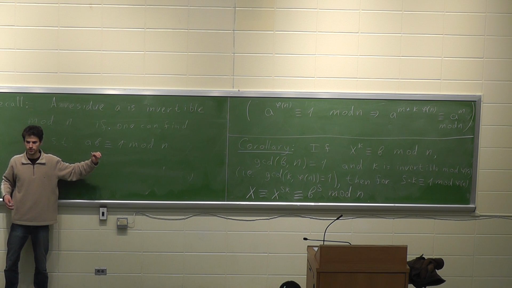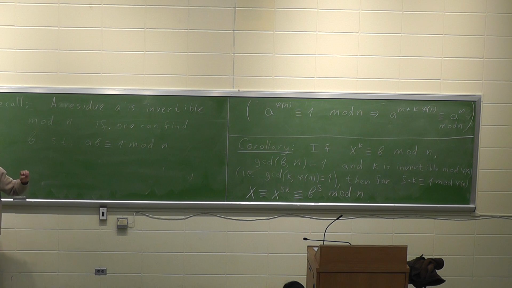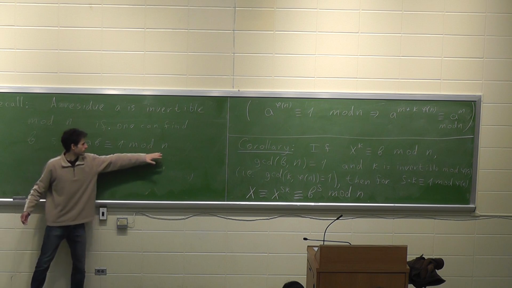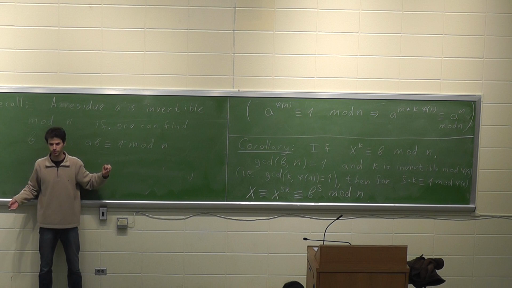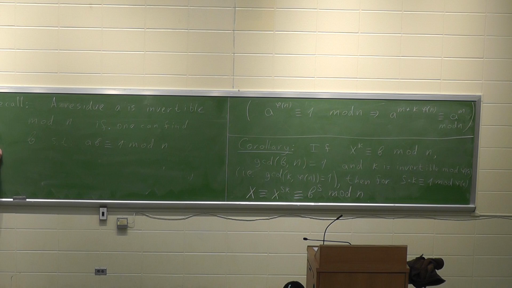Clearly 0 is not invertible. You can't divide by 0. But there are many other numbers which you cannot divide by modulo n. So, for example, modulo 12, you cannot divide by 2. And in general, we have a characterization.